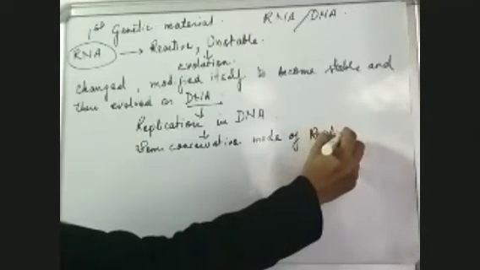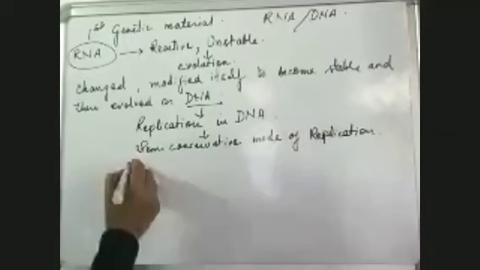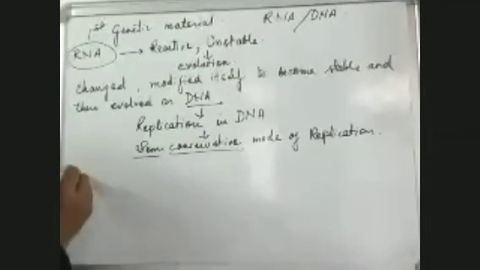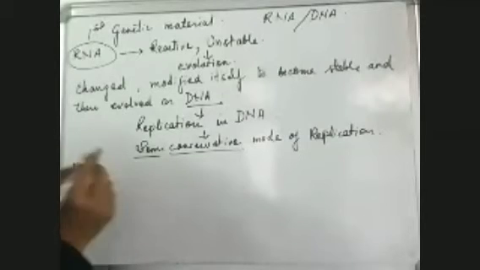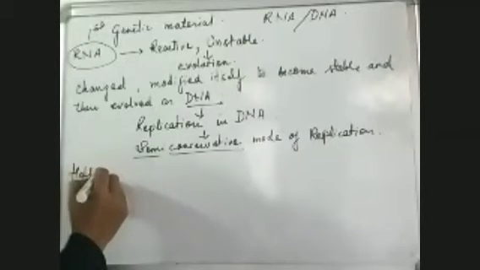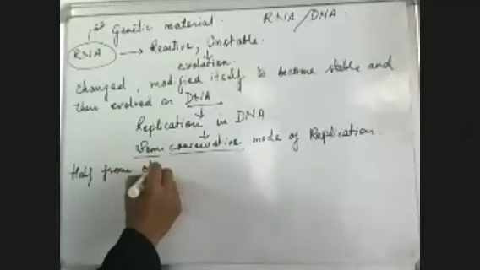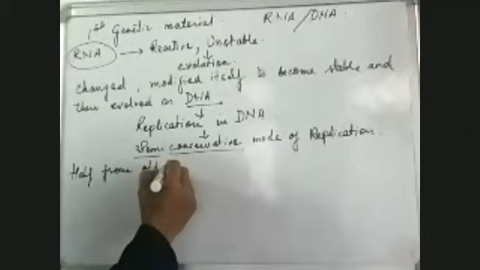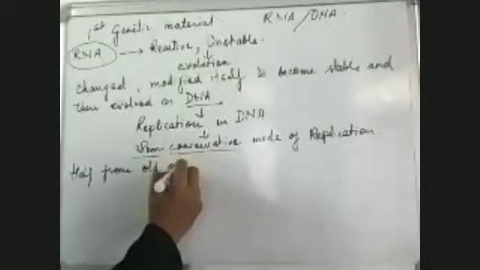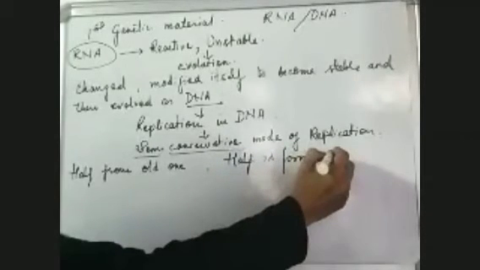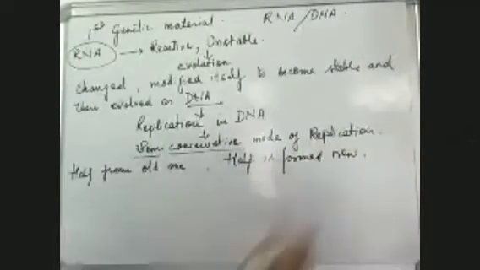Now, the literal meaning of semi-conservative: semi means half. Half is conserved and half is formed new. That means when the replication takes place, half which is already there, half from the old one is used. Half is the old strand, and half is formed new. This is known as semi-conservative mode of replication.